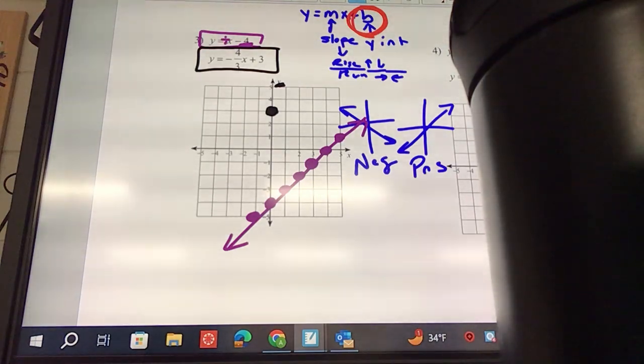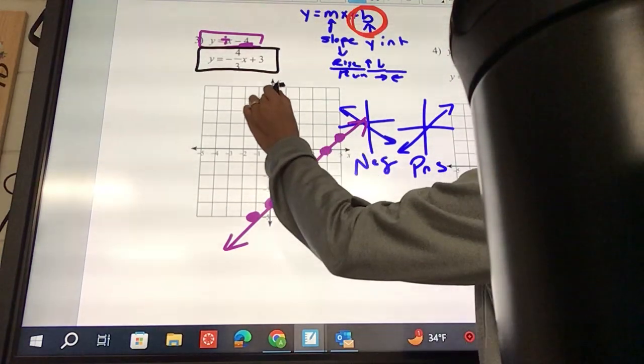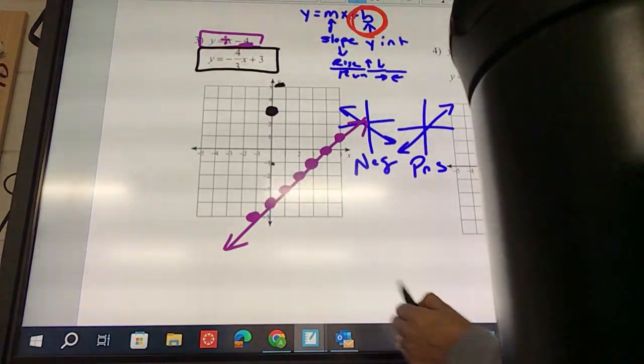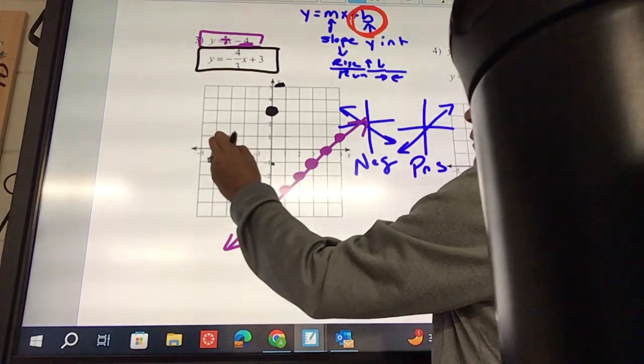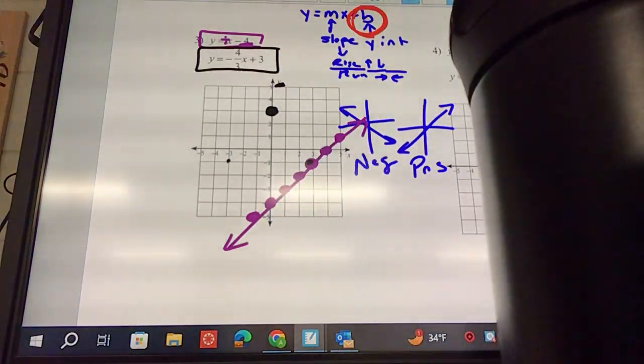Can I go up 4? No, so I'm going to have to go down 4, and that's where it gets the most confusing, because when you go down, you really have to think about which way your line needs to go. If we go down 4, 1, 2, 3, 4, we want these two lines to intersect. So I can either go 3 this way or 3 this way. Which way is going to give me that intersection? To the right.